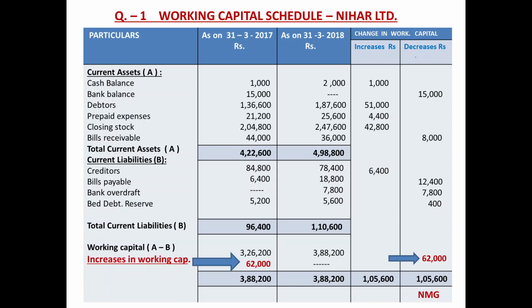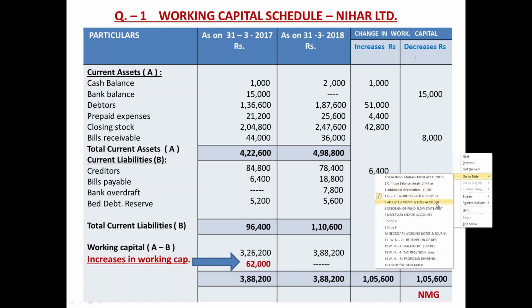While the last two columns increases, 1,05,600, put it on the decreases column, and then over there the answer is 62,000, meaning increases was more by rupees 62,000 than decreases as far as the changes in working capital is concerned. So the answer of this working capital schedule is 62,000. Let us report it in the fund flow statement.